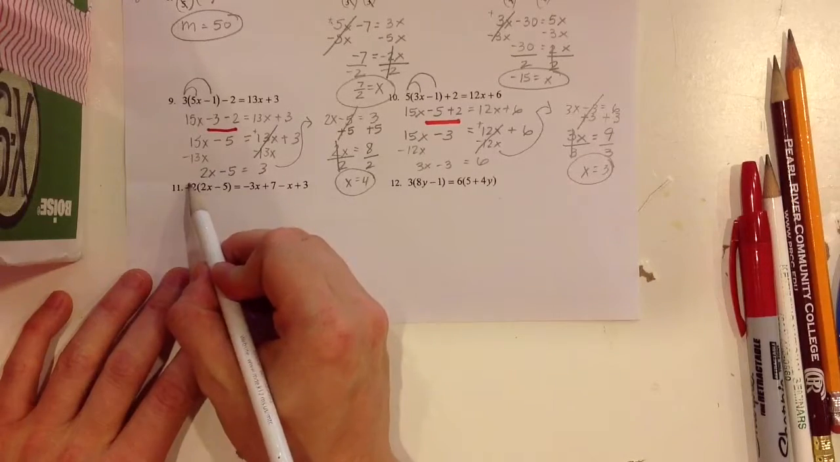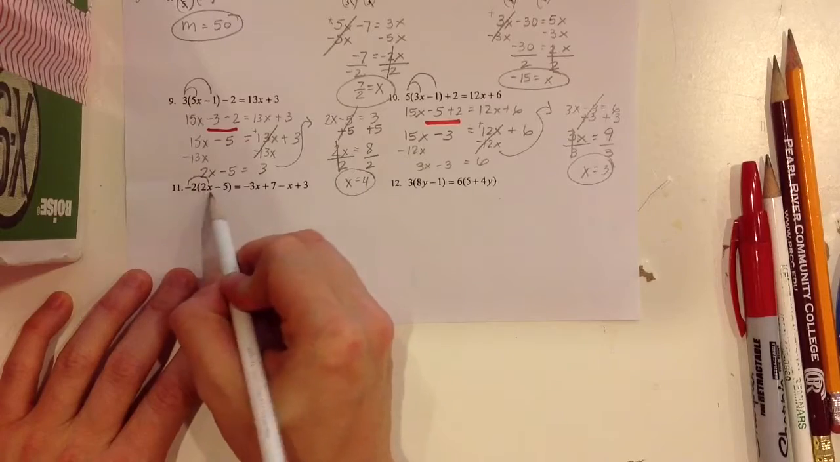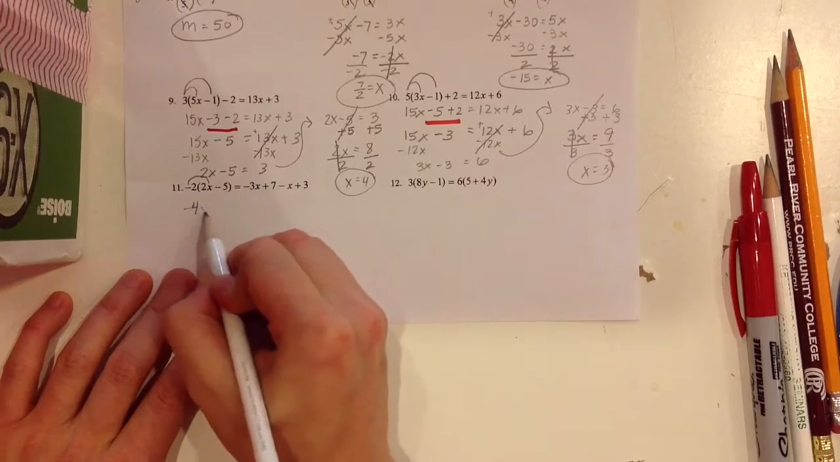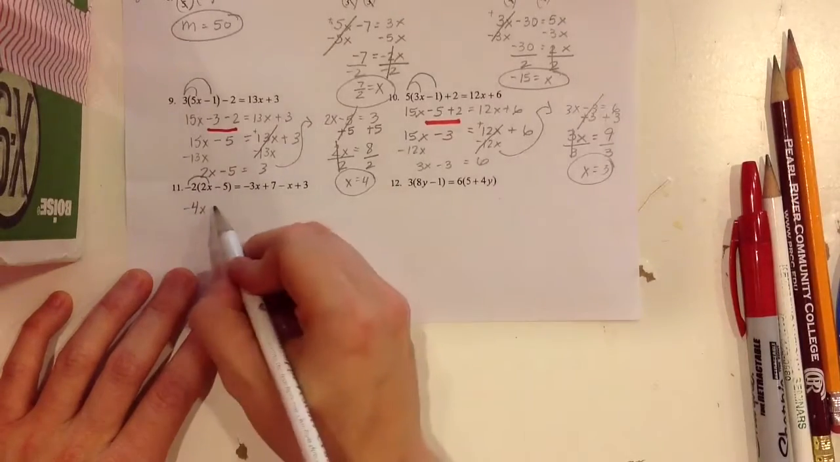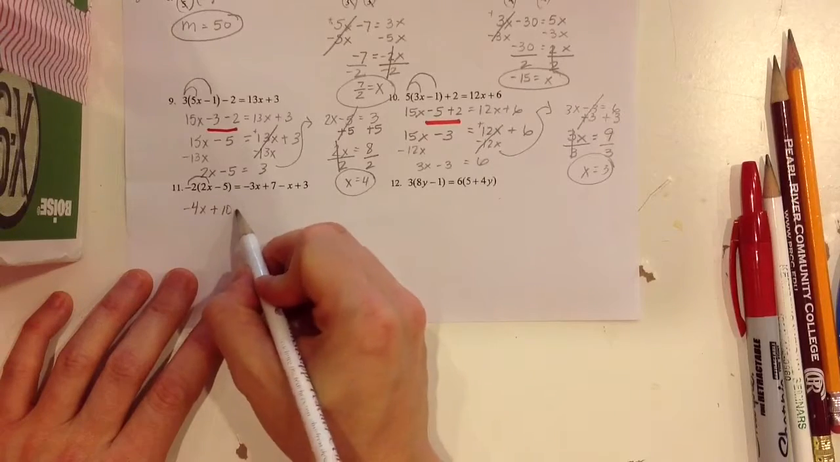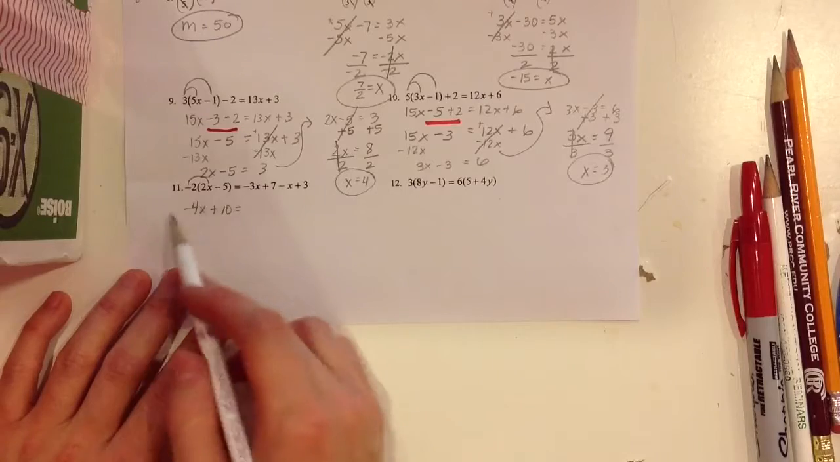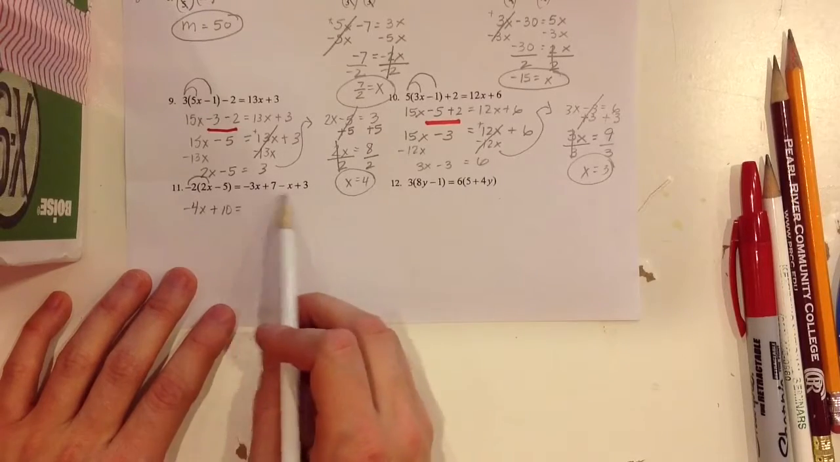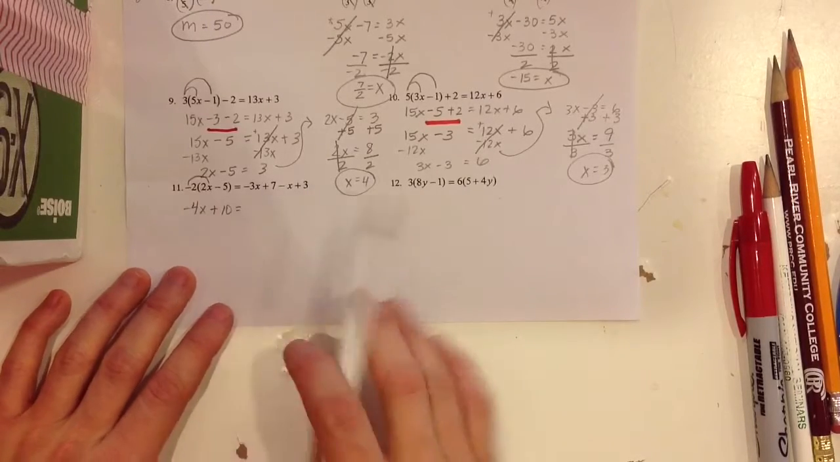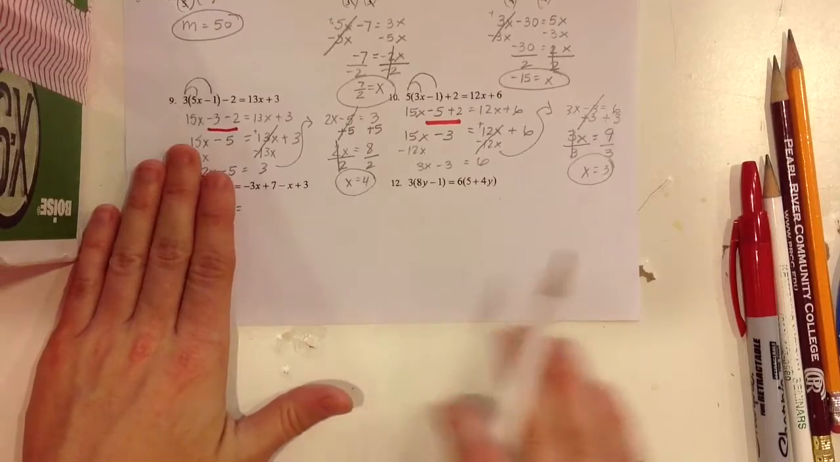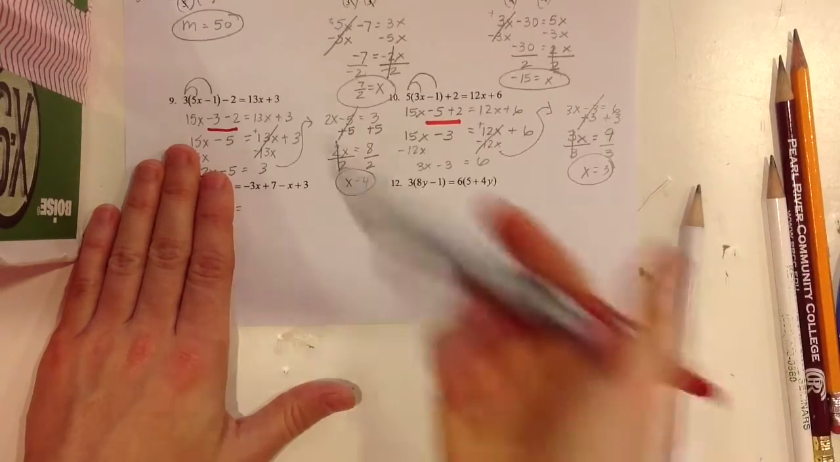I'm going to use my distributive property, and I have a negative 2 to a 2x that gives me negative 4x. Negative 2 to a negative 5 gives me a positive 10. Now, I don't have any like terms over here, but this one does, and this one doesn't have a distributive property. So I'm just gonna cover up this side and combine like terms.